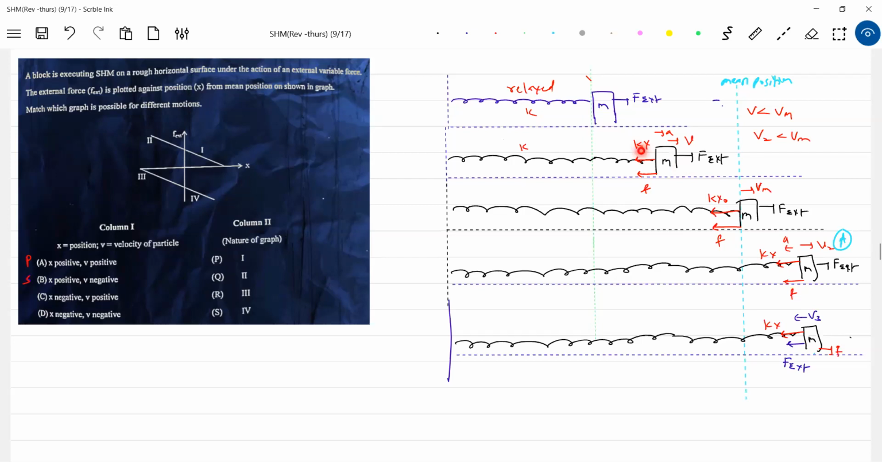We have it here, so this is situation B, this will be C. Check once, X will be negative, V will be positive, F will be positive in this part of the diagram. Last one, so this will satisfy Q. What about X negative, V negative?